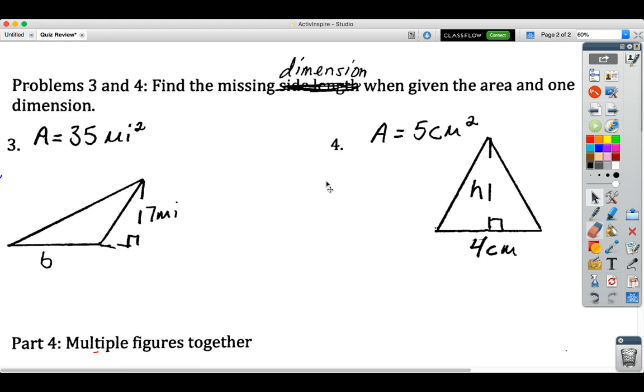Okay, so the directions for this one say find the missing dimension. And remember, your dimensions will be your base and your height. Right? So find the missing dimension when given the area and one of our dimensions. All right, so let's go ahead and solve this next question.